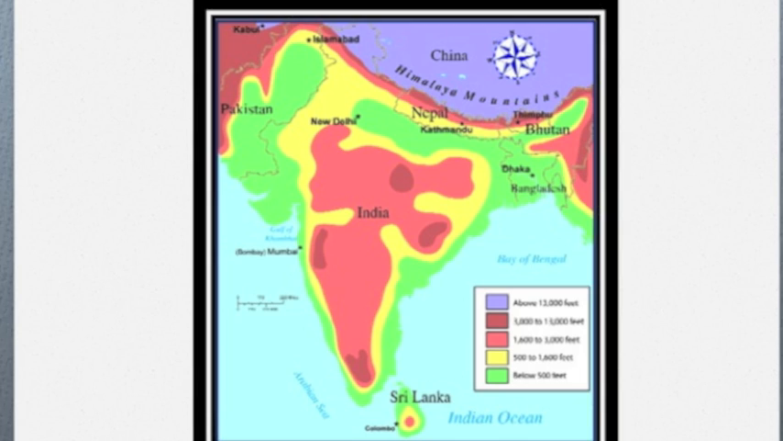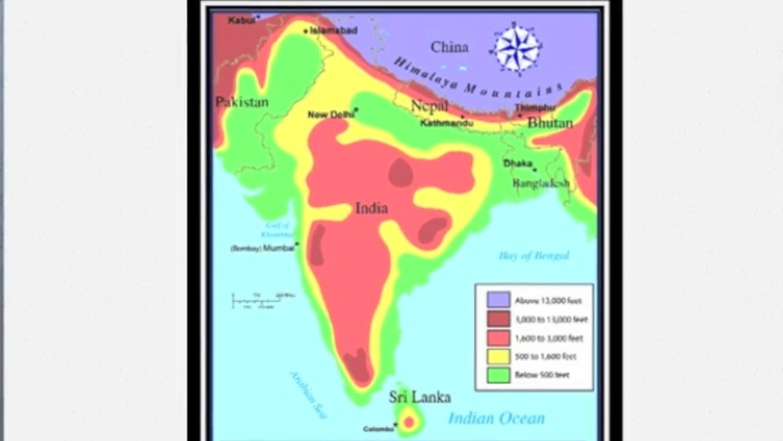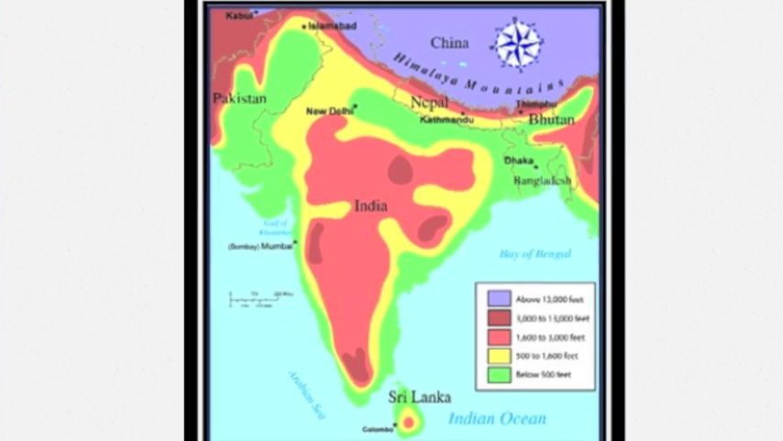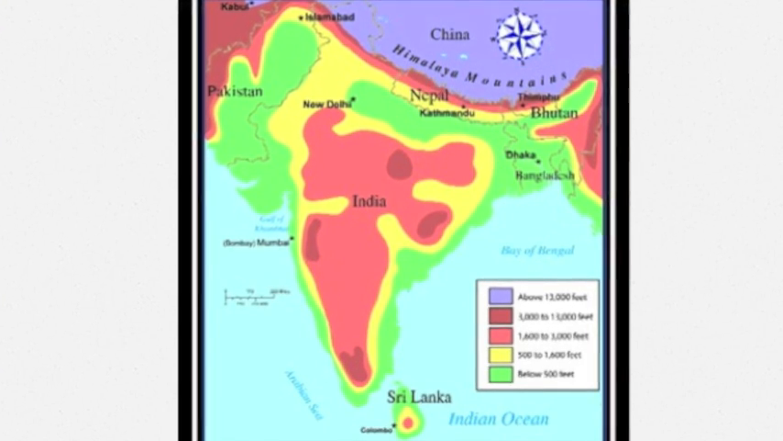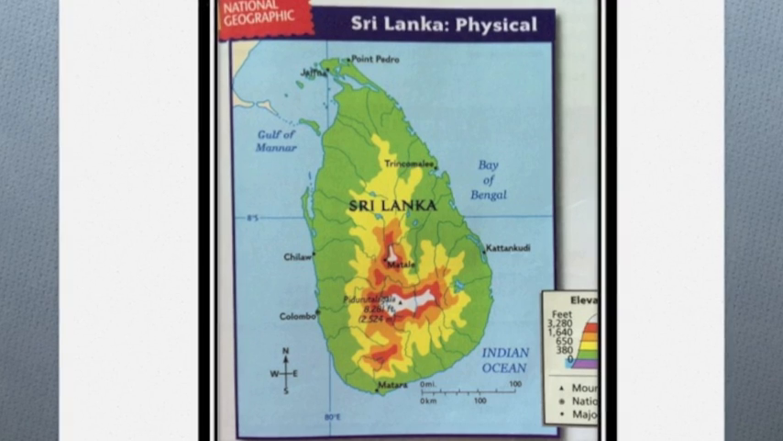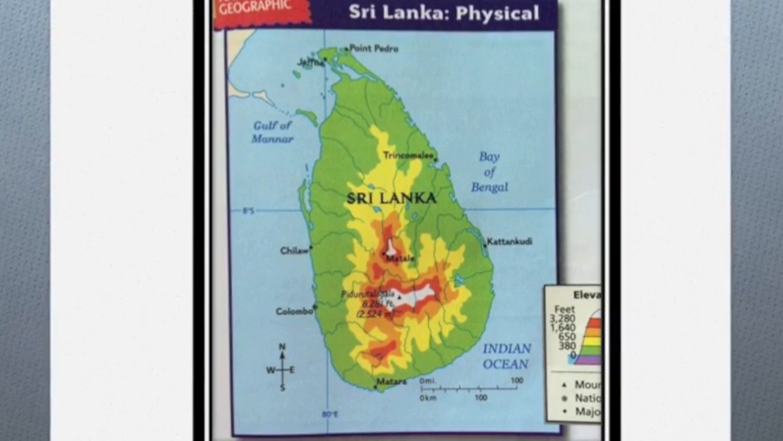In addition, physical maps may also use colors to show elevation. Elevation is the height of an area above sea level. A key explains what each color and symbol stands for. The physical map of Sri Lanka shows rivers and mountains, and even major cities.